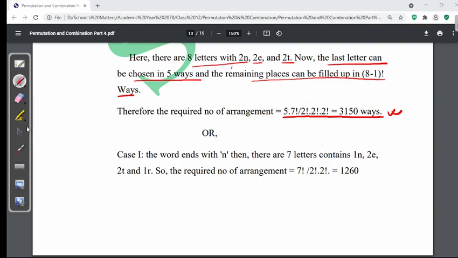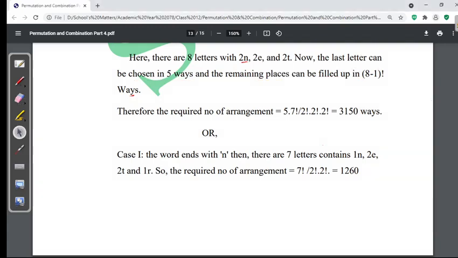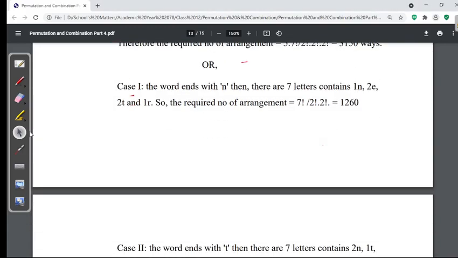Now the last problem. Or it can be done by another way, which I have shown first. First case: the word ends with N.